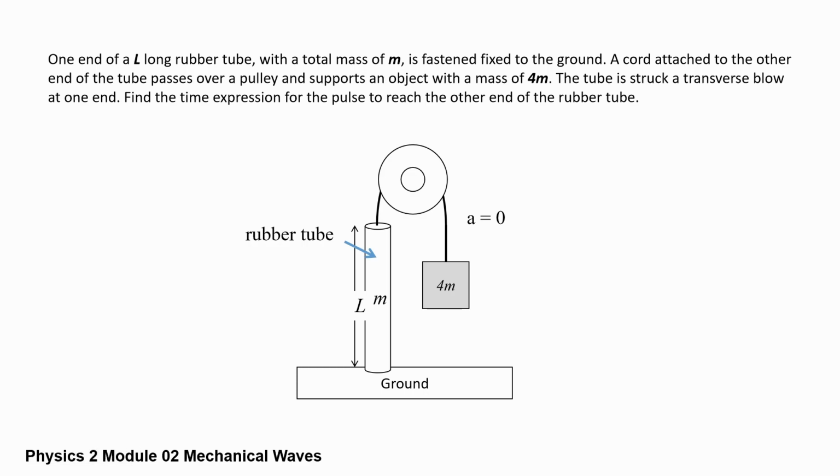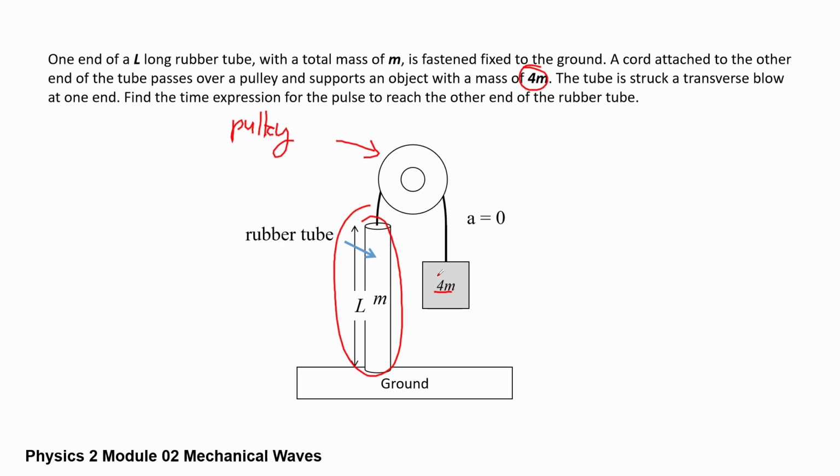In this problem, we have a rubber tube with a length L and a total mass of m, fastened to the ground. So this is the rubber tube. A cord attached to the other end of the rubber tube passes over a pulley. This one is the pulley. And it supports an object with a mass of 4m.